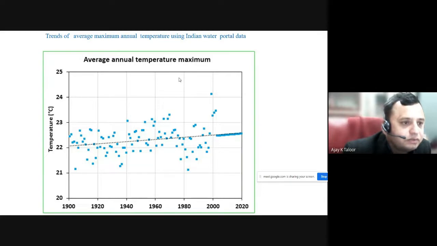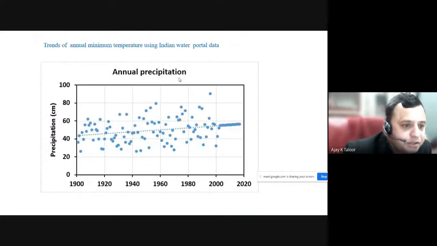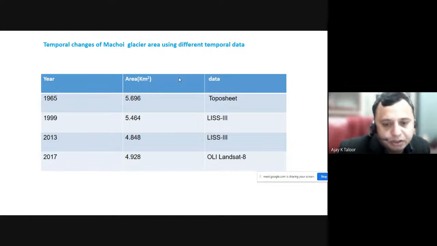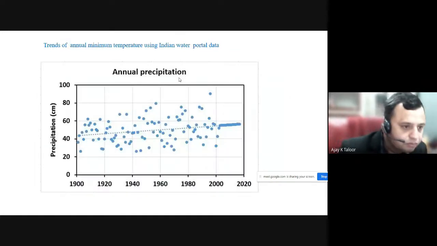Next, please. The minimum temperature is also increasing and precipitation is also increasing. This means that snow cover reduces, snowfall reduces, the liquid precipitation increases, whereas the solid precipitation decreases. Back please, Surajit, back now. So what happens? Liquid precipitation increases in this particular region, whereas solid precipitation decreases. That's why the glacier area has reduced. Next, please.